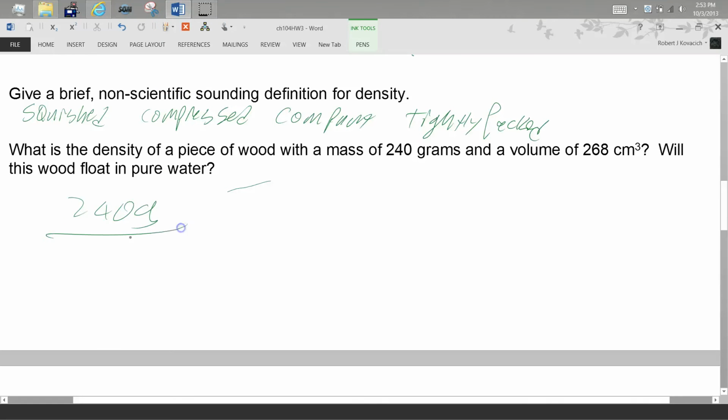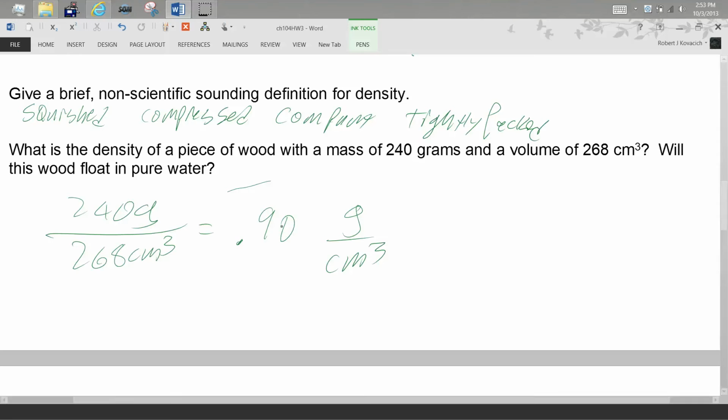240 grams divided by 268 centimeters cubed. And then we get grams per centimeter cubed. So that's going to be a density, and it's 0.9 or something like that? 0.90. I feel like that's what it is, 0.90. I have 2 sig figs with the 240, and this is like 0.89 something, and it rounds up to be 0.90. So this is telling me 2 significant figures, correct? You okay with that?